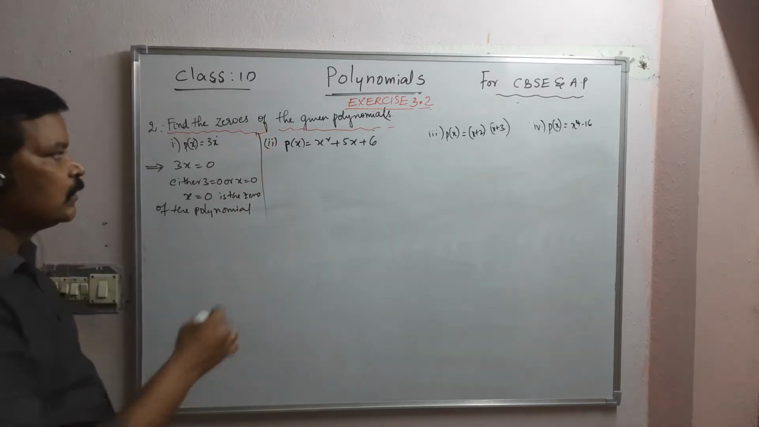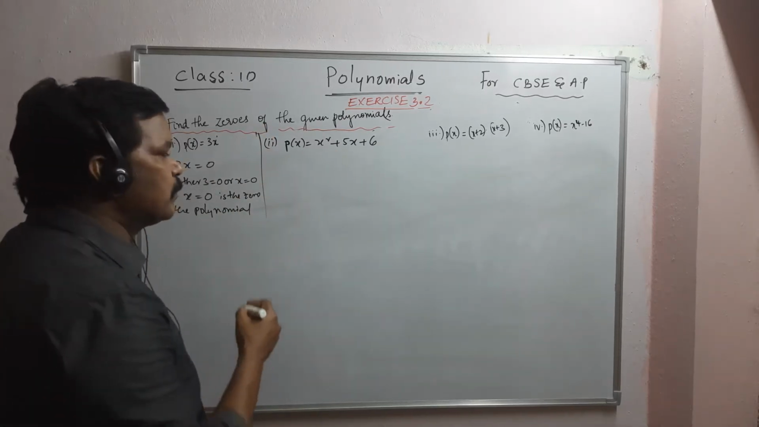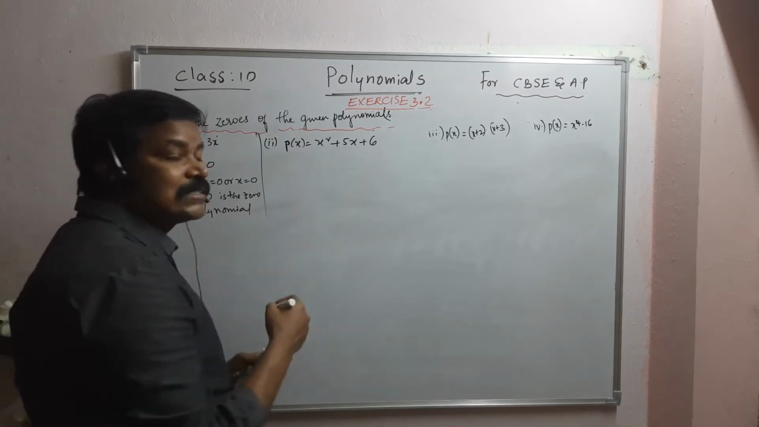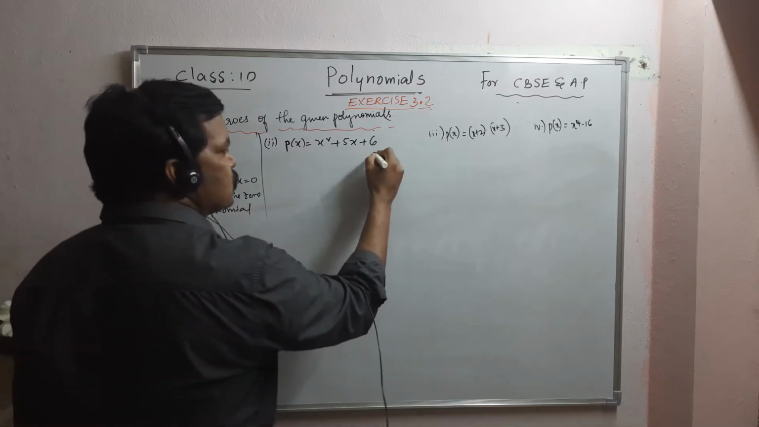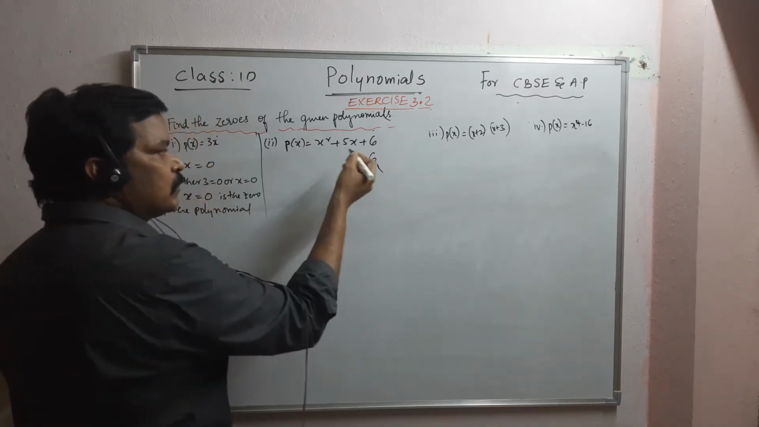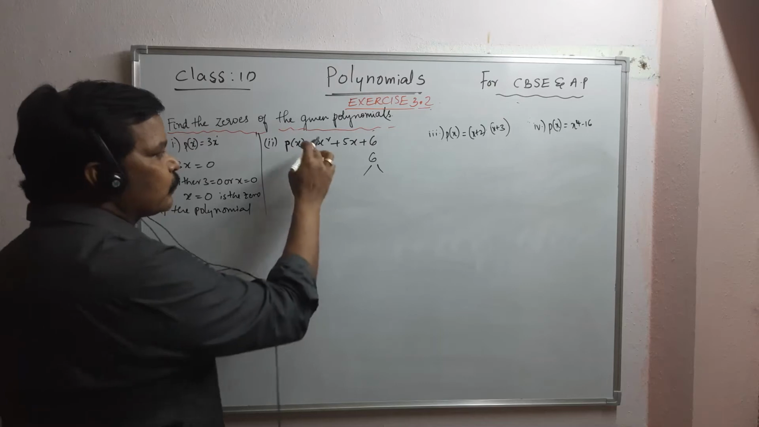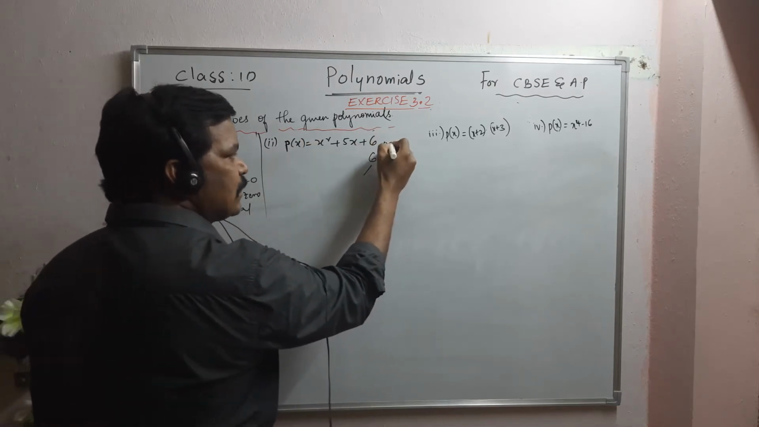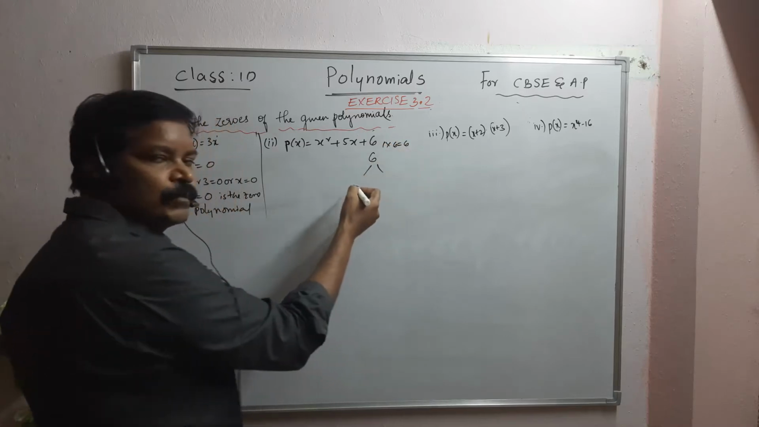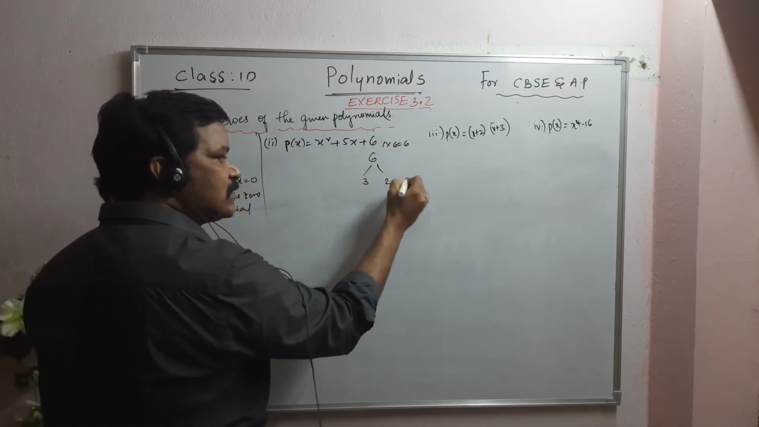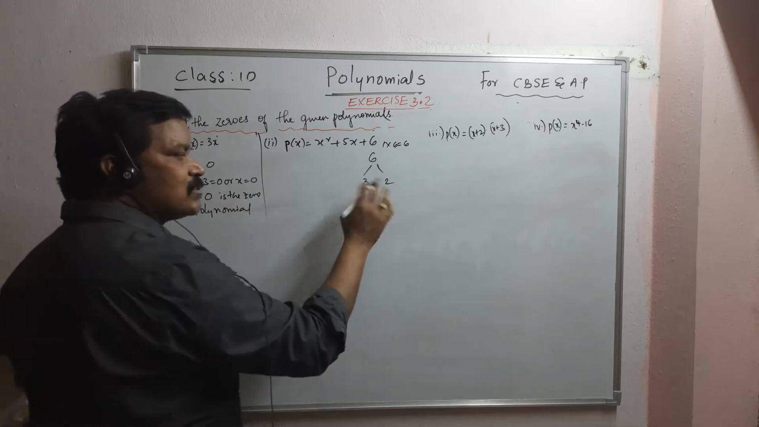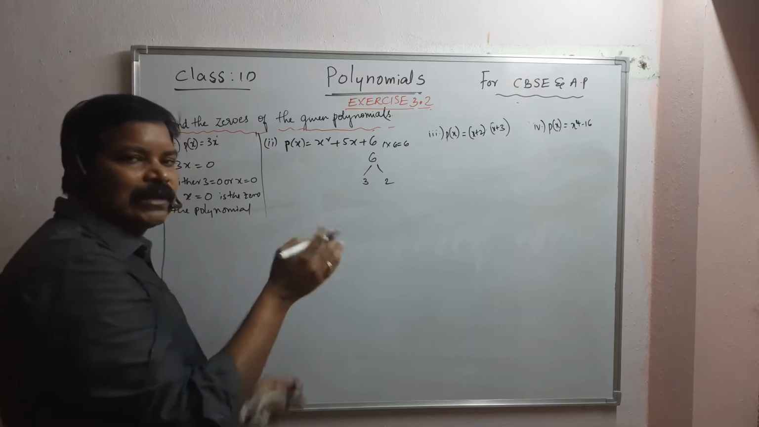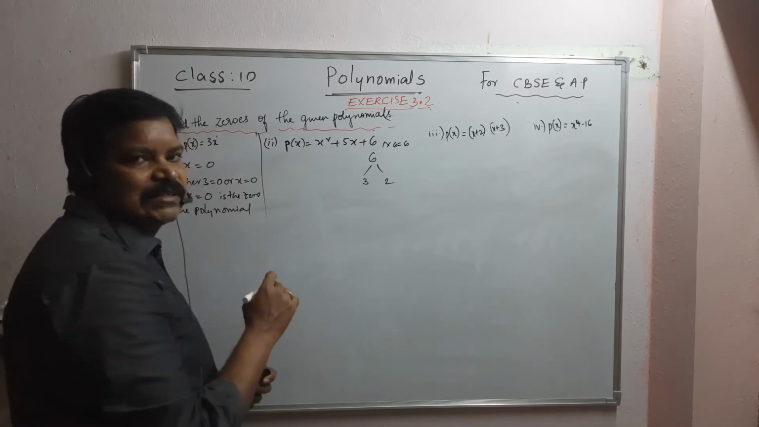Understand, children? Coming to this quadratic polynomial, p of x is equal to x square plus 5x plus 6. Let us split this middle term here. You know how to split the middle term? The coefficient of x square is 1, constant is 6. 1 times 6 is 6. The factors of 6 are 3 twos are 6. So, when you add or subtract, the sum or difference must be equal to the middle term. Like that, you have to arrange the factors of 6.